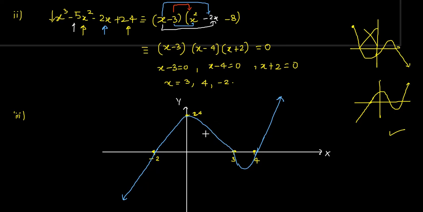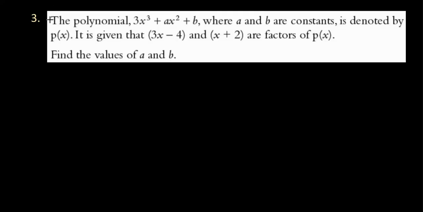Okay, let us do one more question. Question 3 says that for the polynomial given here, where a and b are constants, denoted by p(x), it is given that 3x minus 4 and x plus 2 are factors of p(x). We have to find the values of a and b.